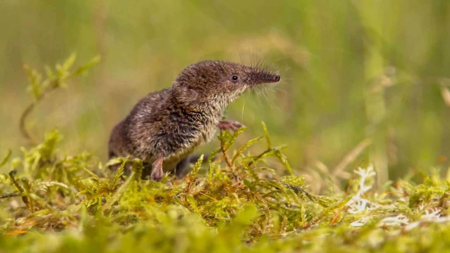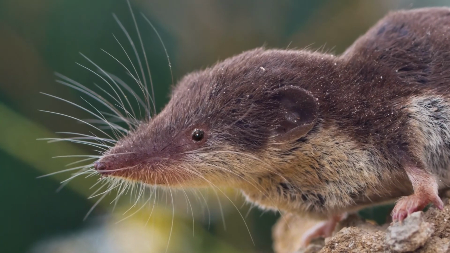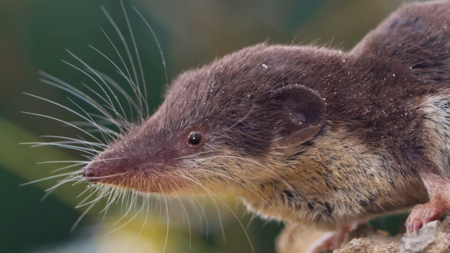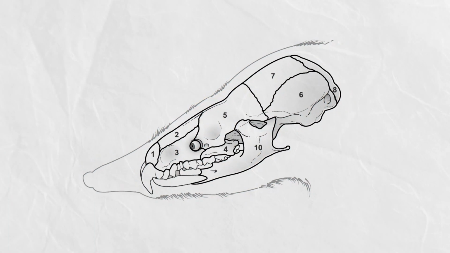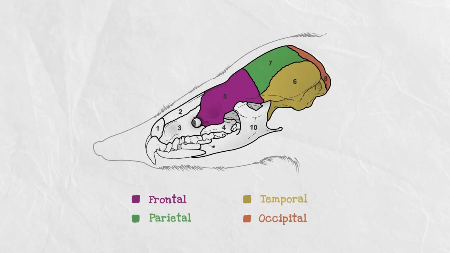Let's look at a smaller skull. The skull of the shrew is long so that the jaws can open wide to get a good bite. Notice the long tubular shape of the skull. Let's look closely at the bones of the brain case.